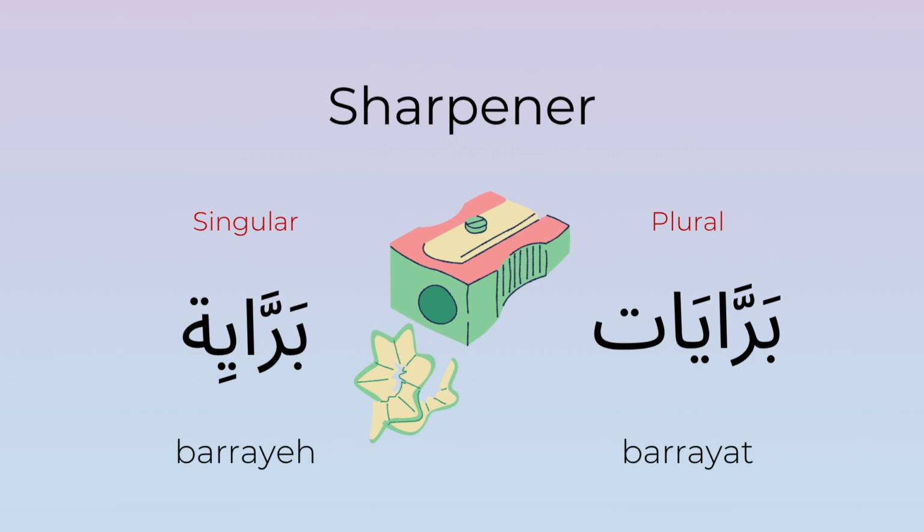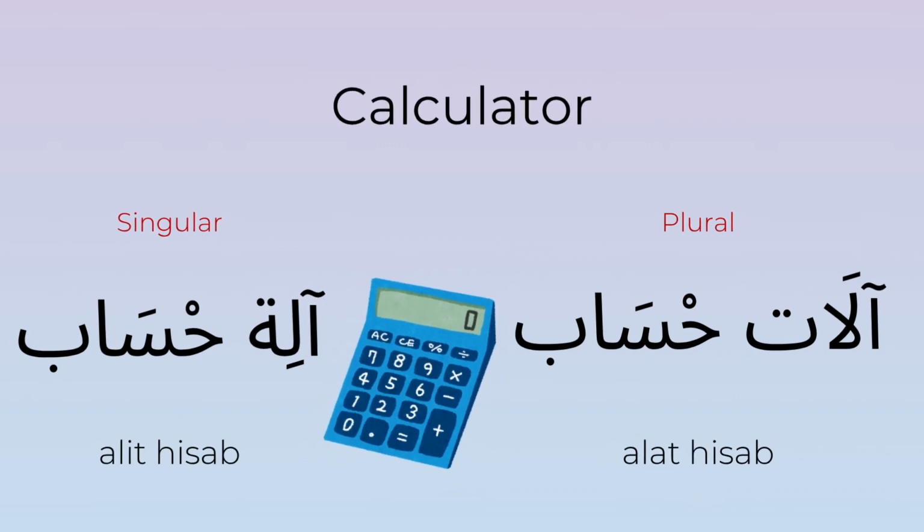Sharpener. براية. The plural version is برايات. Calculator. آلة حساب. Notice how the ta marbuta has the t sound when the word حساب follows it. Now the plural version is آلات حساب.